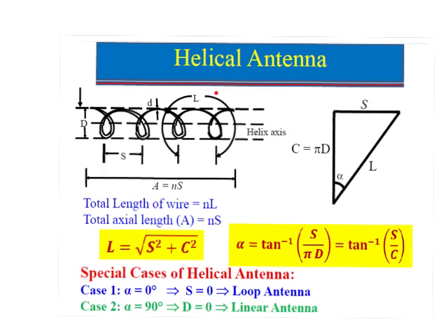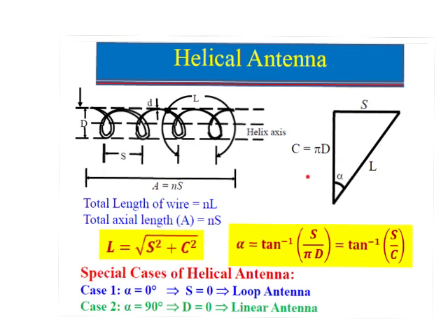One complete loop corresponds to the length capital L, and the total axial length, represented as A, is given by N into S. Similarly, the total length of the wire is given by N into L. These dimensions can be represented in the form of a triangle, in which the hypotenuse is capital L, one of the sides is S, and the other is the circumference C, which is equal to pi d.